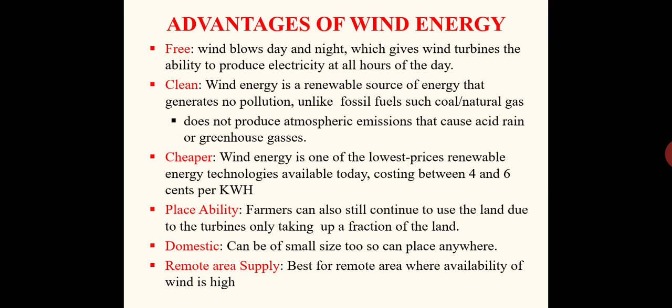Now next is placeability. See, by introducing wind energy systems, the place lost is very less. See, for the introduction of solar energy, we require a very large area, and that place cannot be used for any other purpose. But here, coming to wind energy, placeability is the important advantage. Farmers can still continue to use the land due to the turbines only taking up a fraction of the land. So only a very small fraction of the land is utilized for the installation of wind turbines.